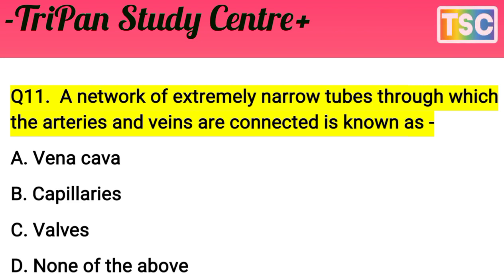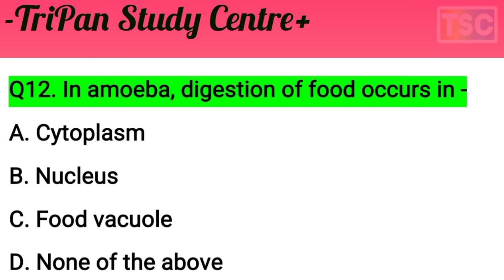This question is very similar to ones that are important for all competitive exams. The option is capillaries, which means B is correct here. A network of extremely narrow tubes through which the arteries and veins are connected is known as capillaries. Capillaries are important for all human beings, as they connect the arteries and veins easily. Option B is correct. Let's see the next question. Next question on your screen.